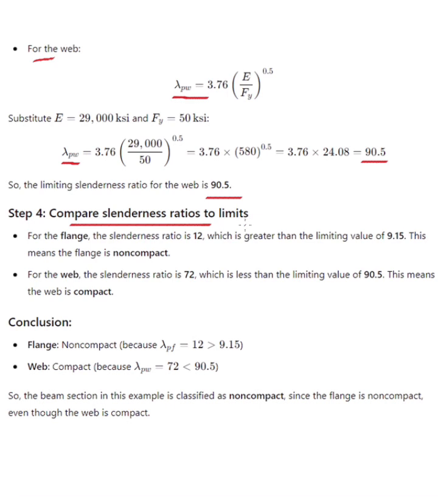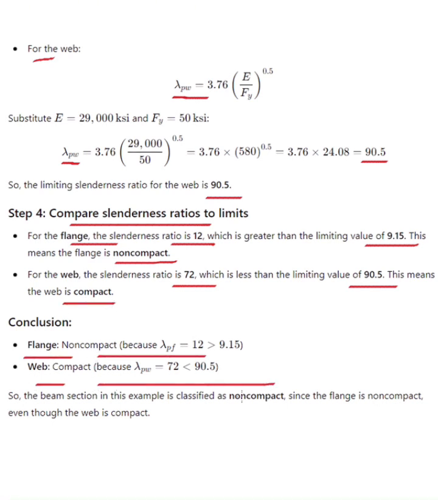Compare the slenderness ratio to the limits. For the flange, the slenderness ratio is 12, which is greater than the limiting value. So this means the flange is not compact. For the web, the slenderness ratio is 72, which is less than the limiting value. This means the web is compact. So the flange is non-compact and the web is compact. This is how the beam section in this example is classified as not compact, since the flange is not compact, even though the web is compact.